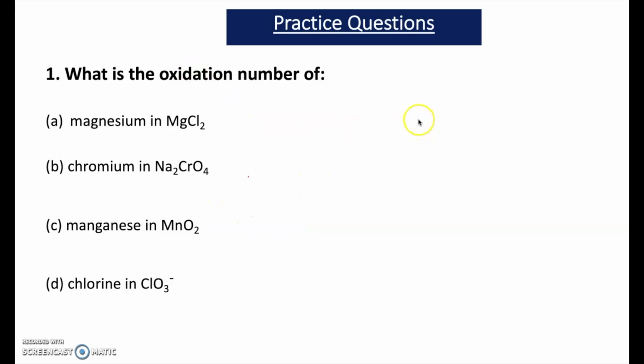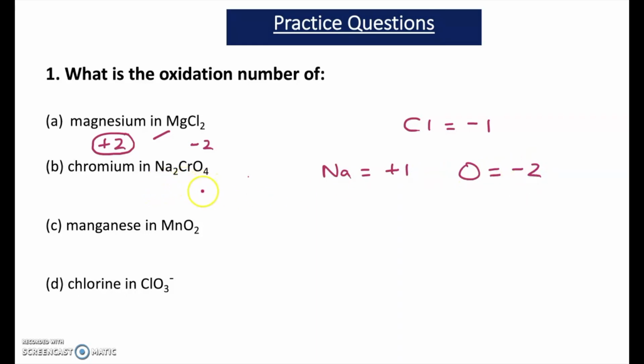So in question 1A, you're asked to find the oxidation number of magnesium in MgCl2. Well, chlorine has an oxidation number of -1, and we have 2 chlorines, so the total negative oxidation number is -2. Magnesium therefore must have an oxidation number of +2 because the sum of the oxidation numbers in a compound must equal 0. +2 added to -2 is equal to 0. 1 mark for that.